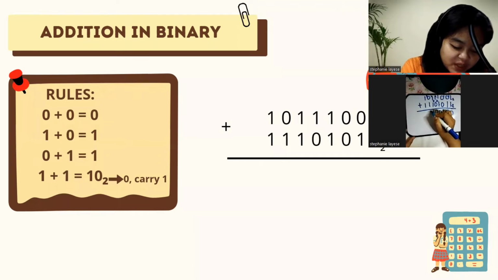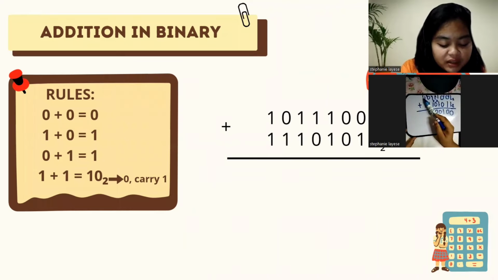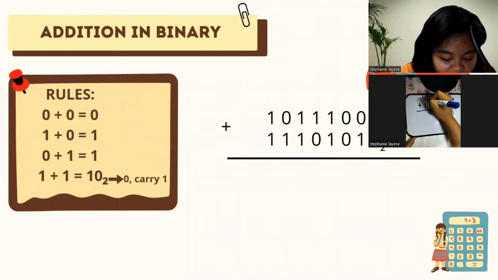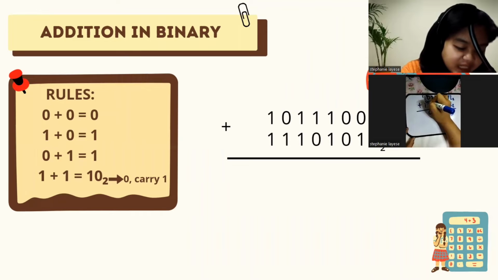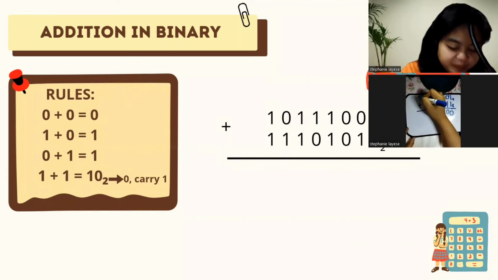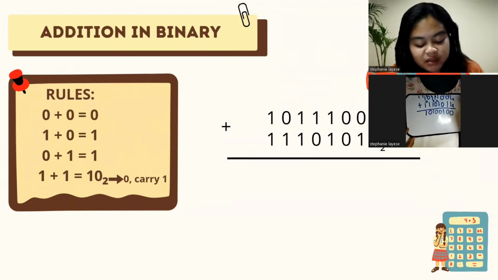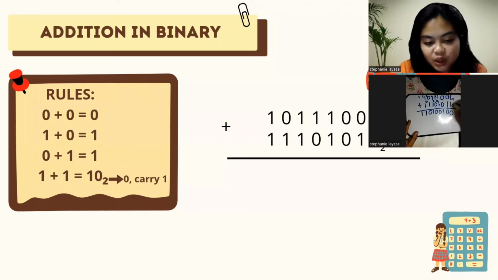Then we will just put 0 here again and put 1 here. Then 1 plus 1, we got 10. And then we put 0 here and we put 1 here. Then 0 plus 1, we got 1. And because we don't have any values here, we will just bring down 1. And always copy the subscript of 2.